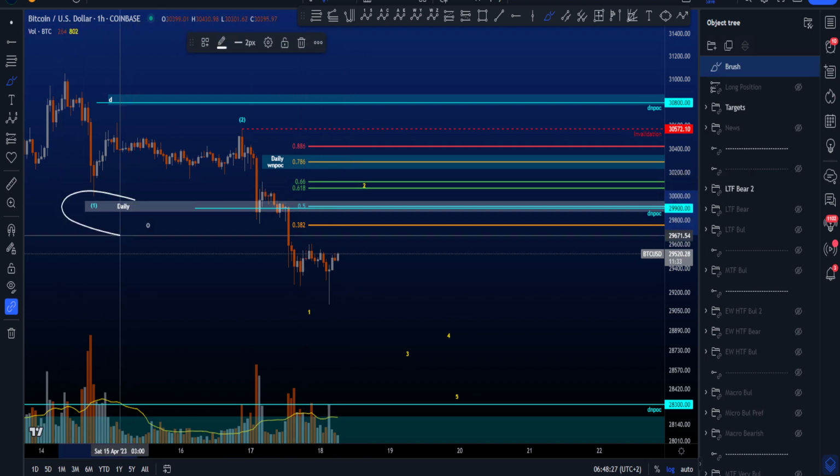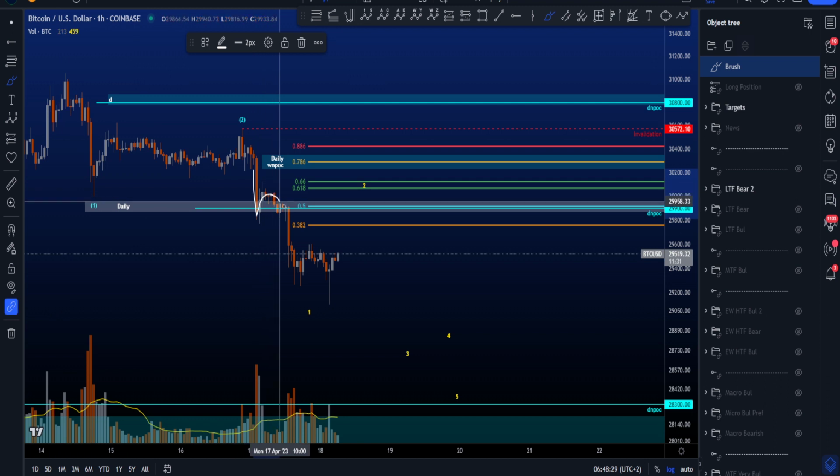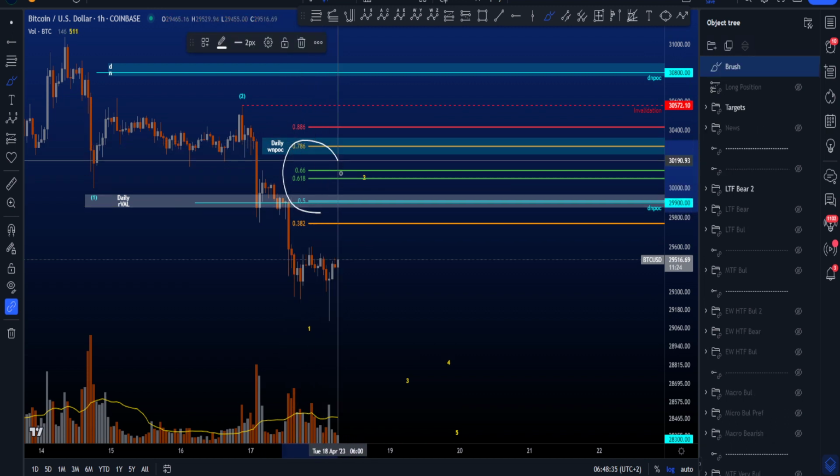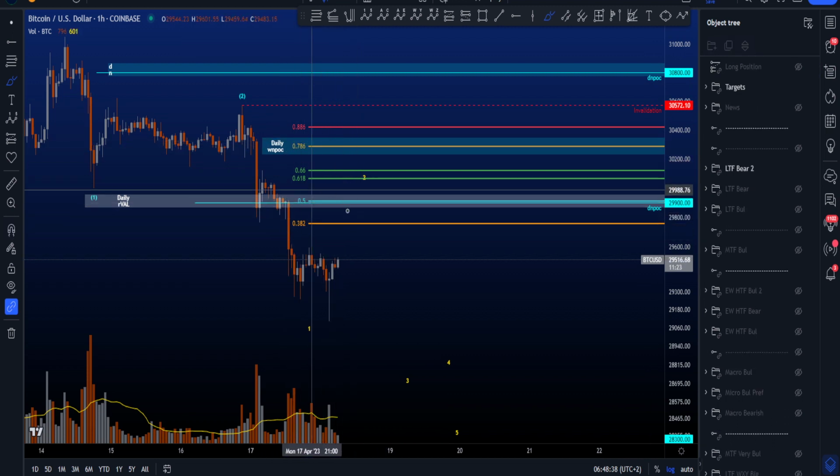And as you can see, the white target box, which we found support, broke. That can now act as resistance as well. Now, the most common targets for a wave 2 are between the 0.5 and the 786 Fibonacci, which is basically between 29.9k and 30.3k. So that is something to keep into account.